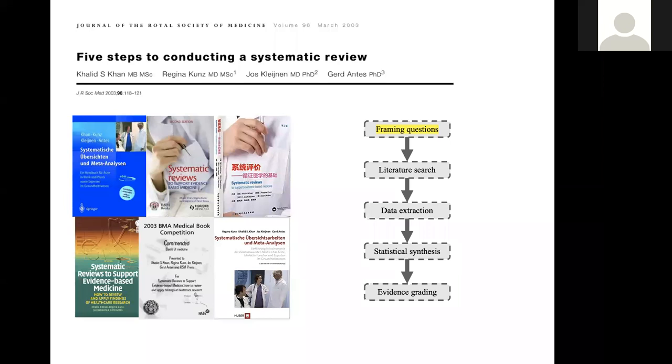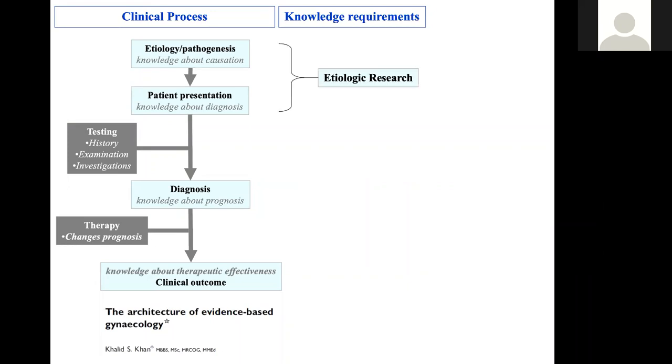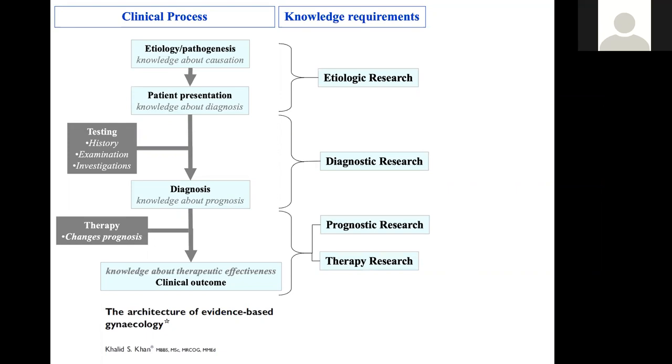And for framing the question, out of the five steps, here is an article amongst many others published on this topic that outline the various systematic review steps. Here, putting all this in perspective with respect to the clinical process, the etiologic research requirements are met by evaluating disease pathophysiology, as highlighted here. Then diagnostic research addresses the space between patient presentation and confirmation of diagnosis. And then prognostic and therapy research is about what is the likely outcome and how can we improve the outcome.